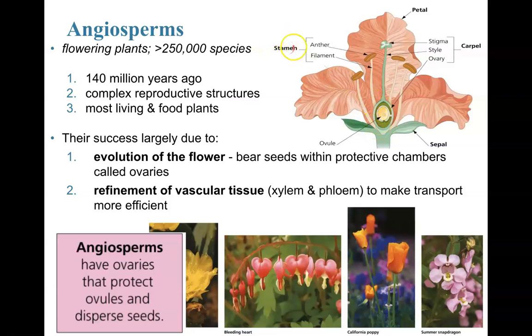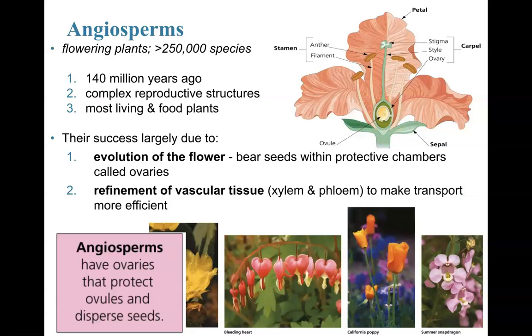The stamen is my male portion of the flower. Here I have the anther that's going to house sticky pollen grains, that male gamete, and the filament, which is going to hold it upright. The carpel is the female portion of the flower. That's going to be the sticky stigma that's going to capture incoming pollen grains right here. The style is going to hold it upright, and the ovary is going to house the ovule at the bottom. Here's where fertilization will happen.